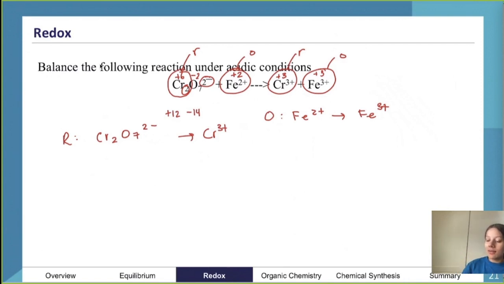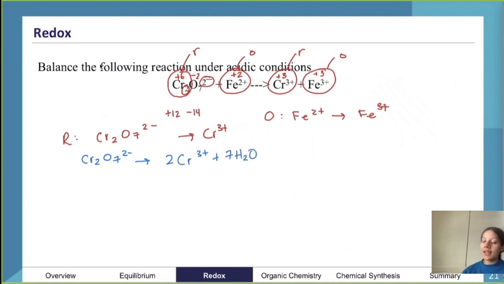So that means we're going to have to add a 2 at the front there. The next step is to balance our oxygens. If we have 7 oxygens on the left and none on the right, we're going to balance the oxygens by adding 7 waters onto the right-hand side.